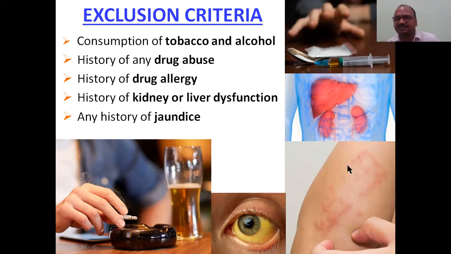History of drug allergy. If some patients take a penicillin, they will get an allergy. Don't test penicillin on them because they are already allergic to it. Don't test your developed penicillin on them. History of kidney and liver dysfunction.